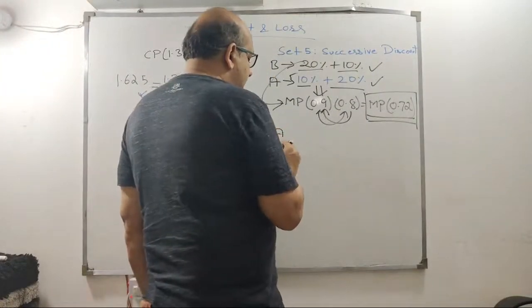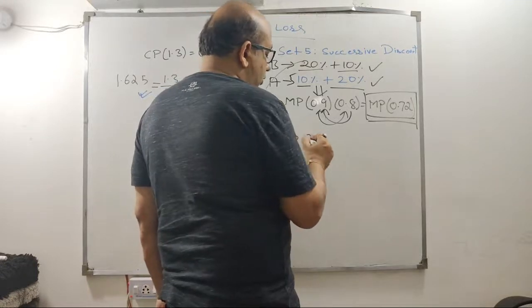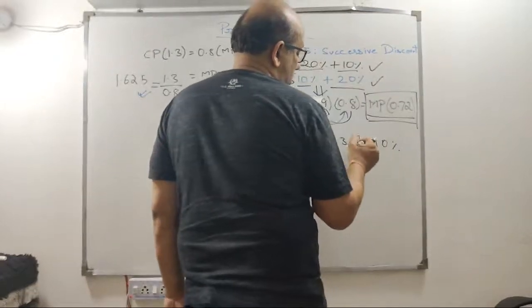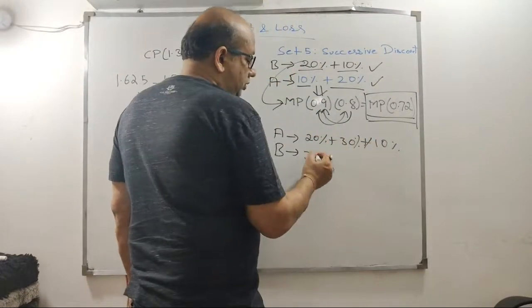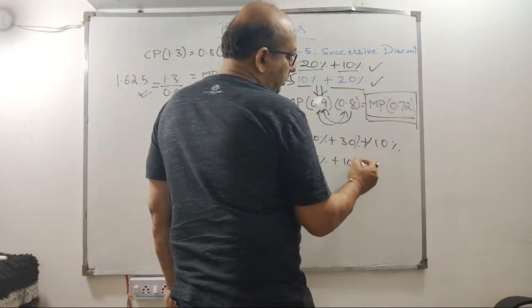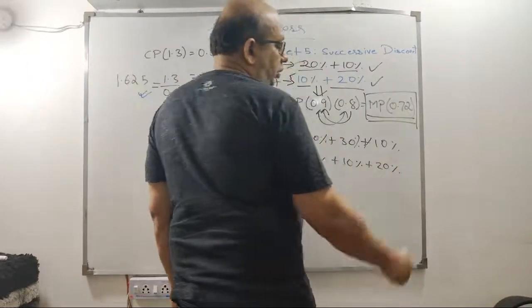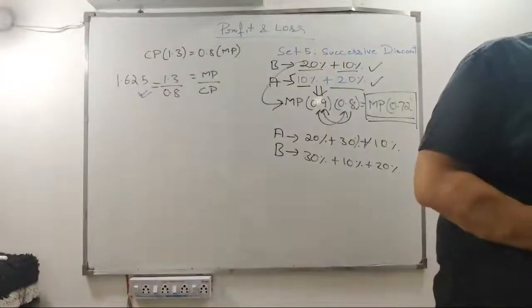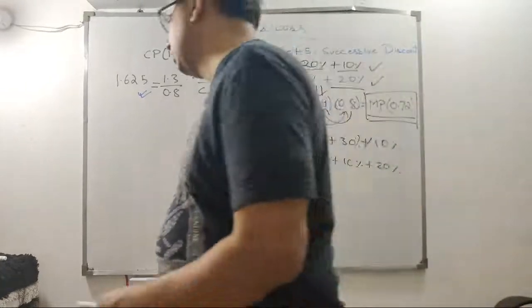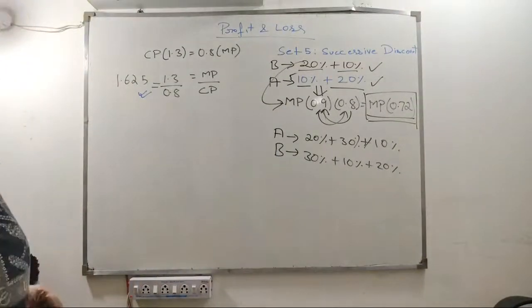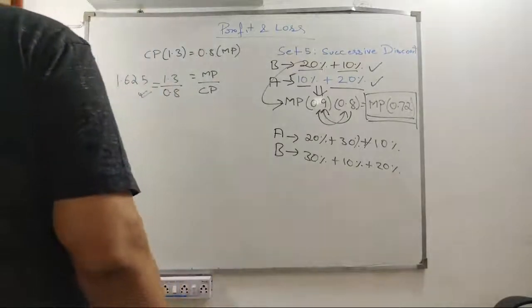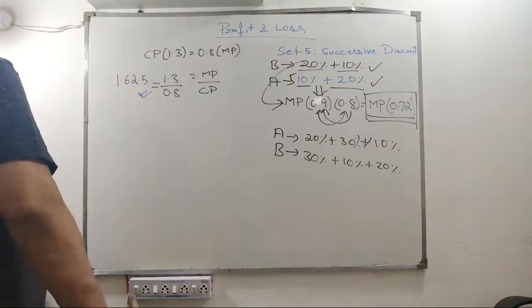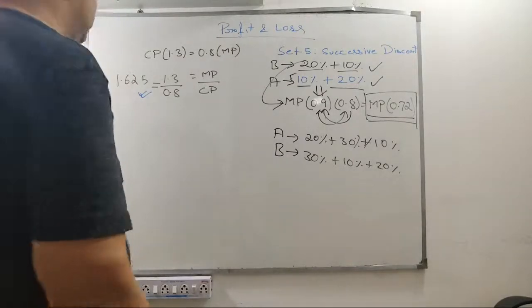Similarly, A and B, I am again repeating it. A offered you a discount of 20% plus 30% plus 10%. And B offered you a discount of 30% plus 10% plus 20%. Both of them would result in the same discount. Is this okay, so that I can proceed further? Whatever the discount will be, it will be the same in both cases. Did you get it?